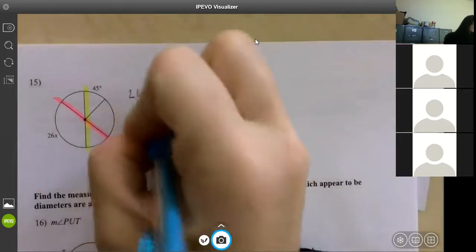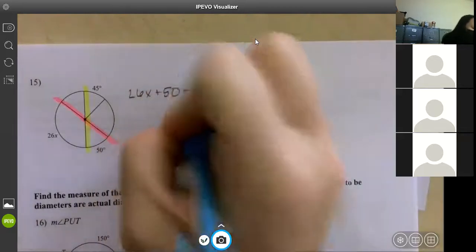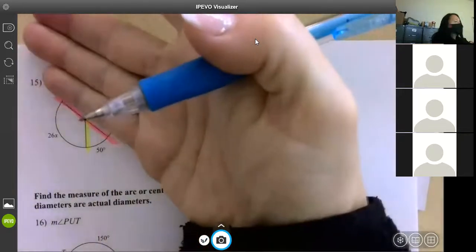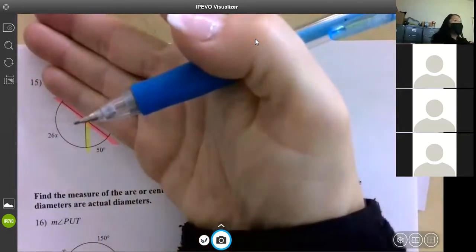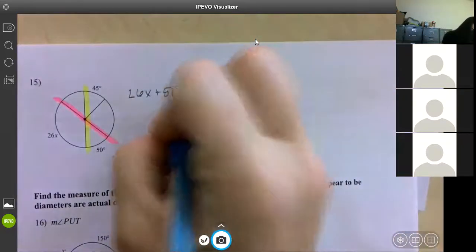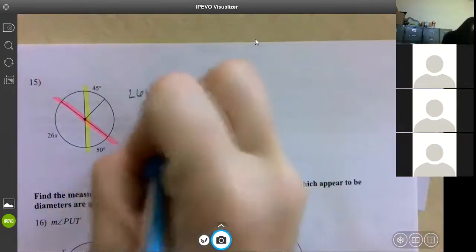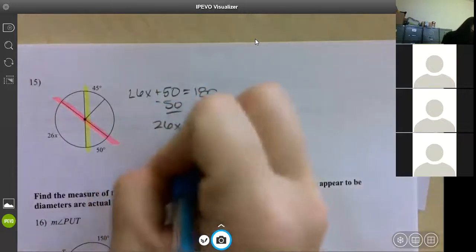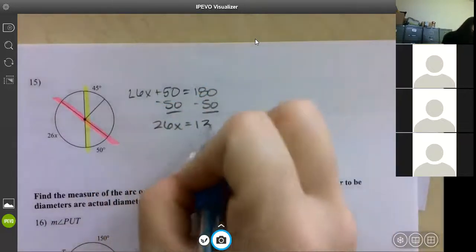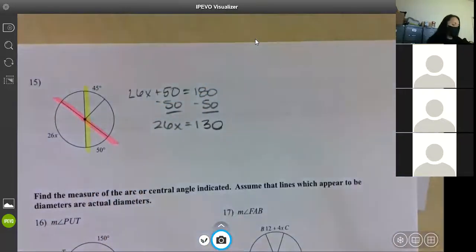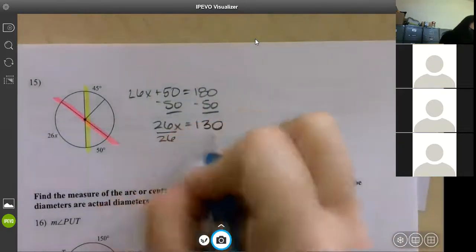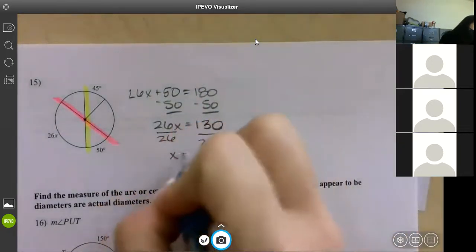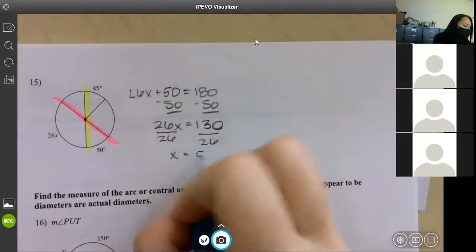Perfect. 26x plus 50 is half of the circle because that diameter cuts it in half. So if you look at it this way, you know it's going to equal 180. I'm going to subtract my 50. I get 26x equals 130. And then I'm going to divide by 26, and I get x equals 5.